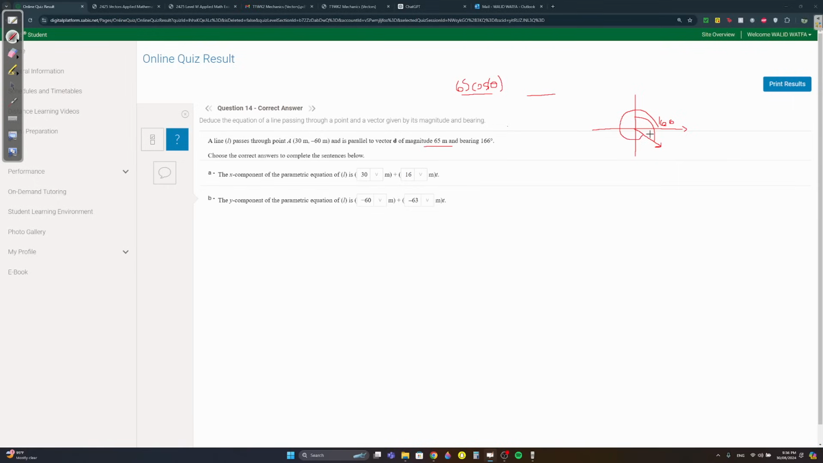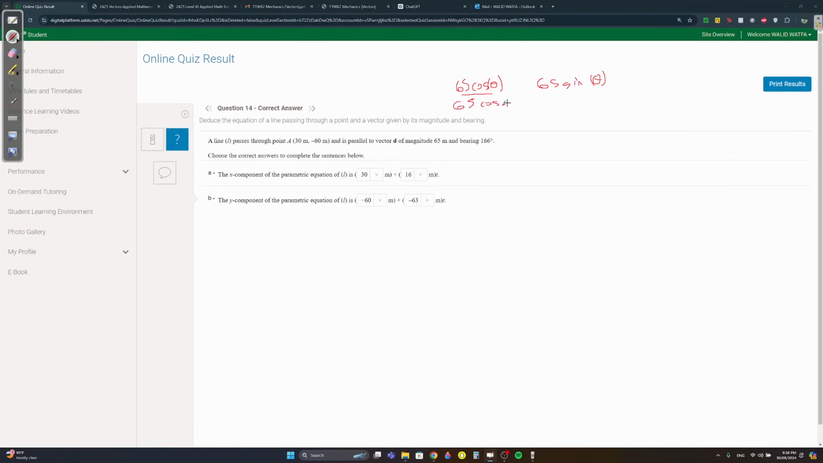So, simply to find the actual angle, how can you do it? Let me see, wait. Yeah, I came up with a rule now. To convert from bearing to normal angle, just do 450 minus the bearing. Okay, and it will always work. You're gonna get 284. Okay, 284 is my theta. This angle here is 284 degrees. So now I have theta, I can directly find the equation of the line of the other one, right? 65 cosine theta and 65 sine theta.